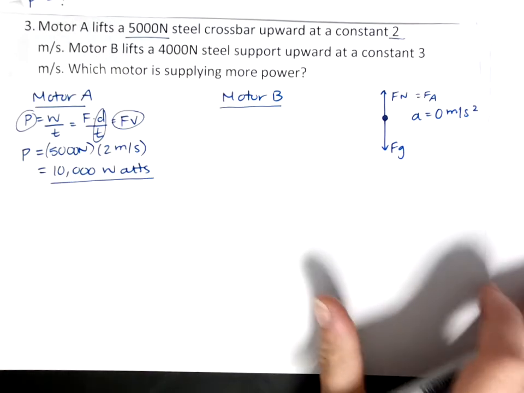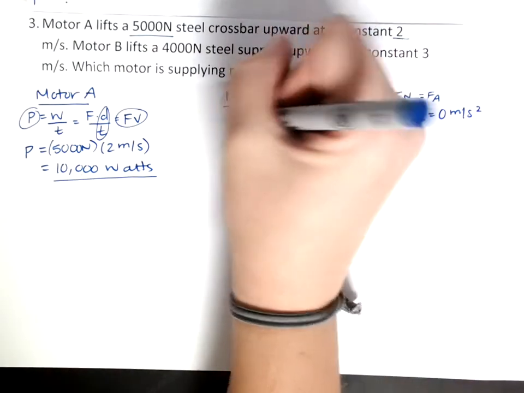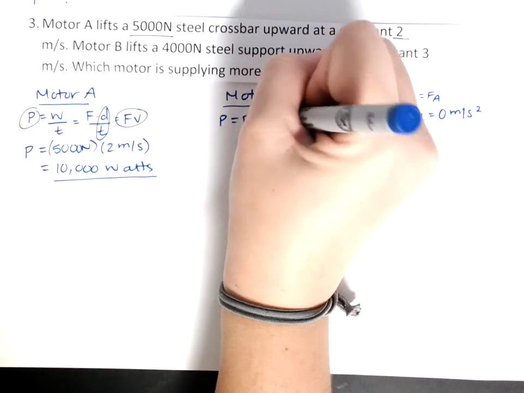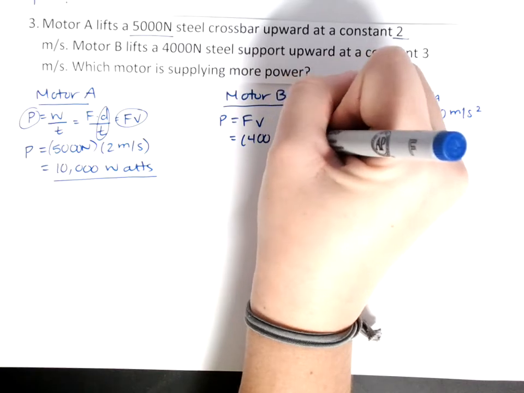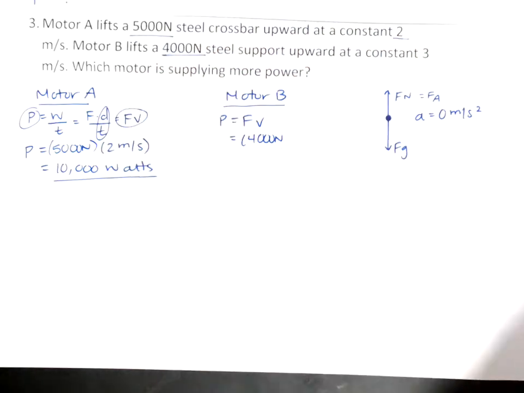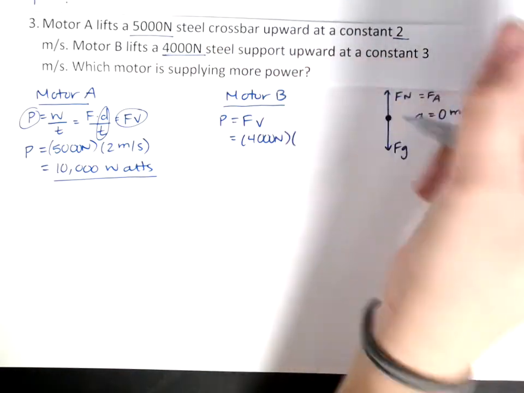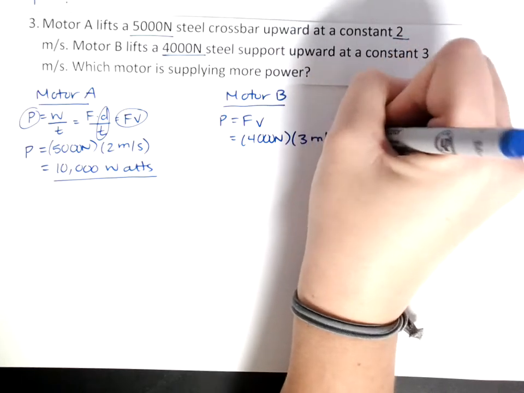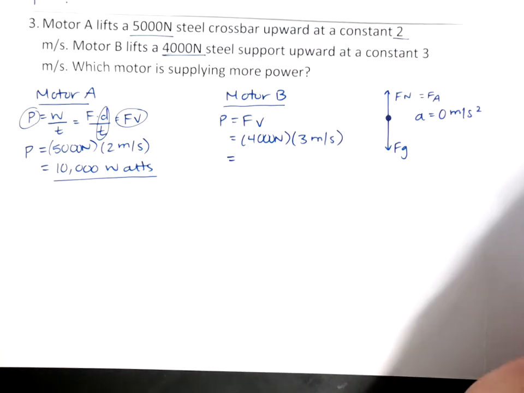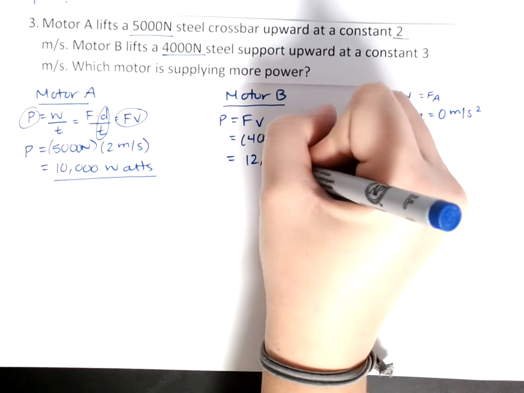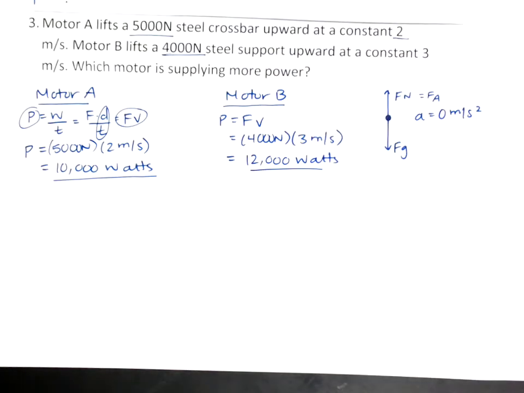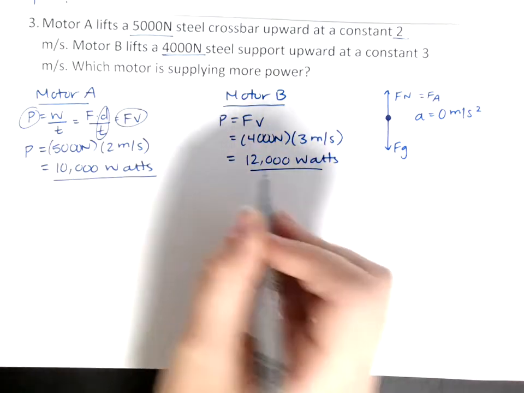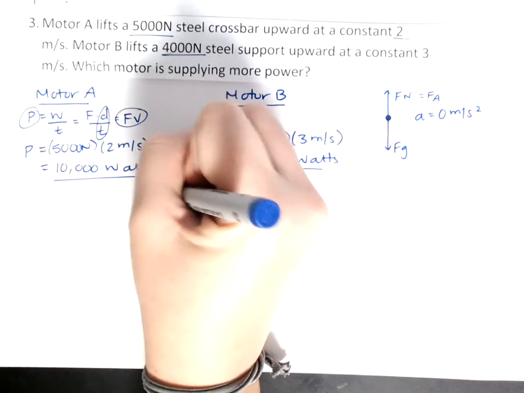Okay, let's do motor B. So motor B, same equation, force times average velocity. Our force this time is 4,000 newtons, steel support, and our velocity is 3 meters per second. Multiply those together and you should get 12,000 watts. So, if you looked at the answers, which one supplies more power? Motor B.